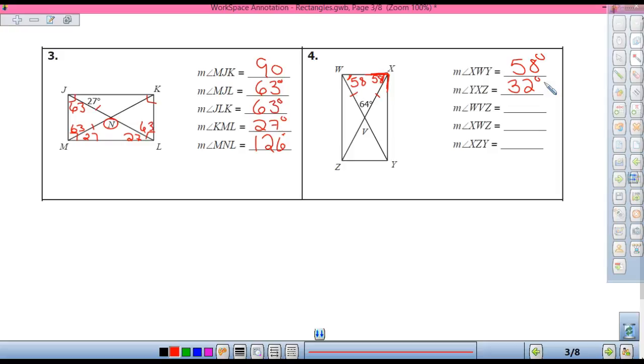W, V, Z. Why 116? Because these guys are a linear pair, yep, supplementary linear pair. X, W, Z. 90 degrees. And X, Z, Y? Y 58? Alternate interior angles, good job.